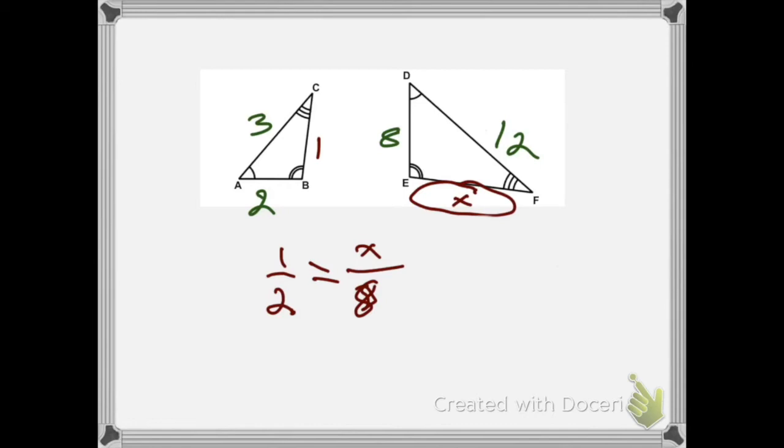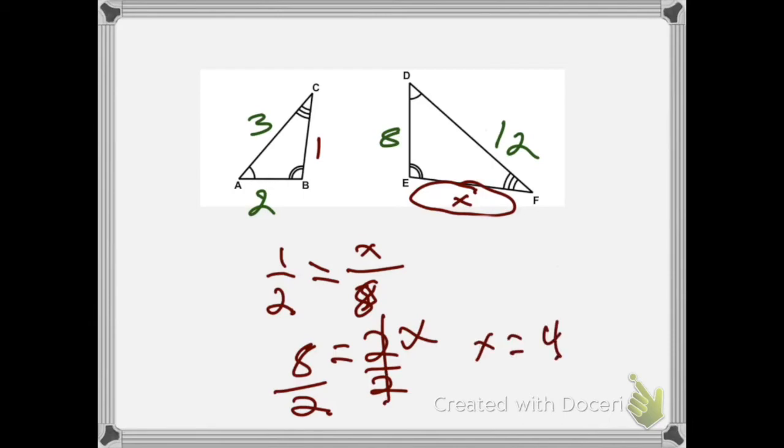And let's solve for this now. Cross multiplying, 1 times 8 is 8. 2 times x is 2x. So now I divide by 2, divide by 2. X equals 4. And that makes a lot of sense. This piece is 4 because the scale factor is 4. 1 times 4 is 4.